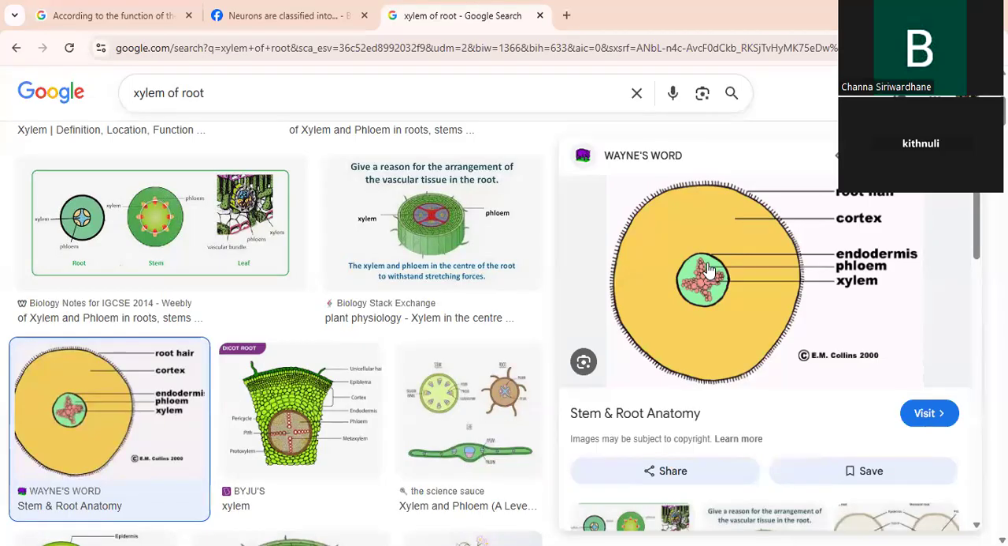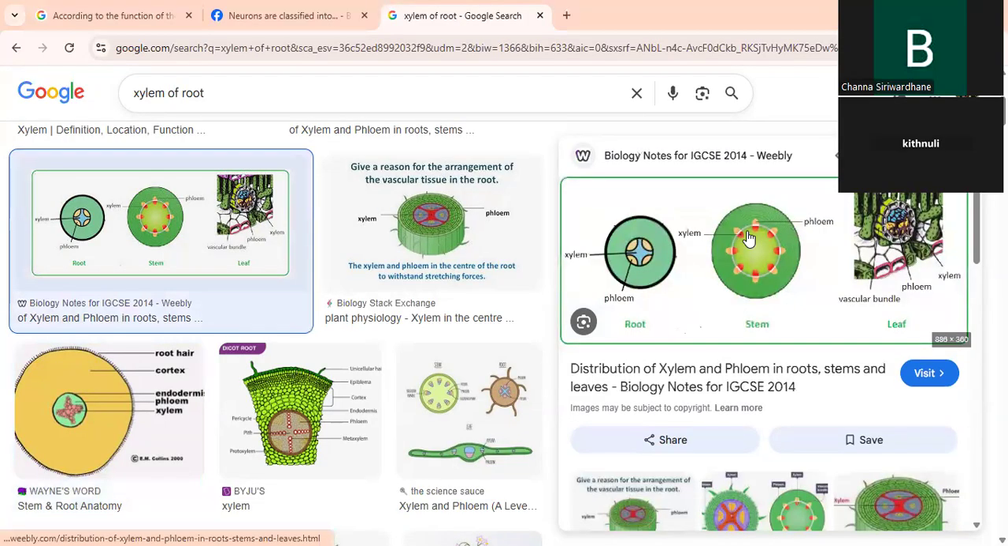Where are the mesophyll cells located in the leaves? Here you can see mesophyll cells. Wait.